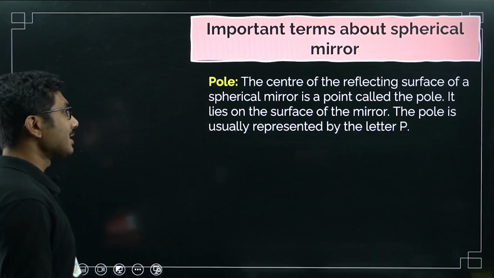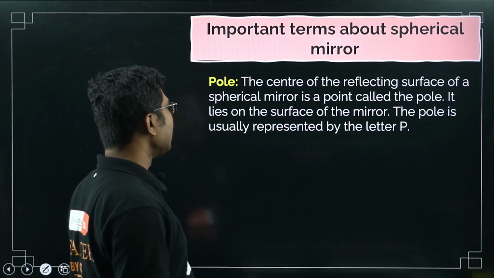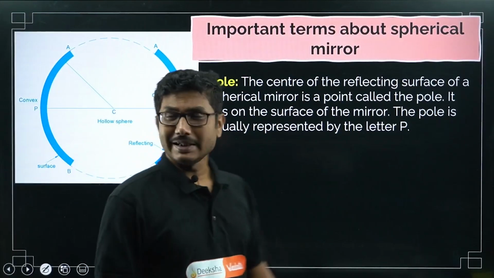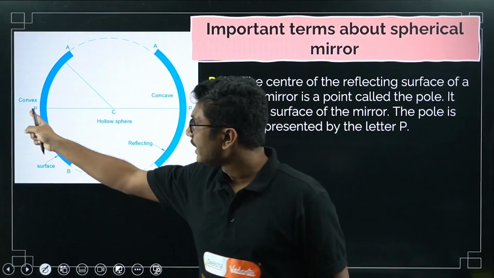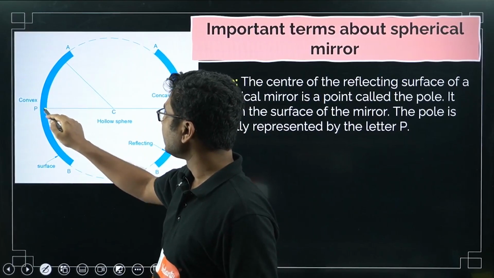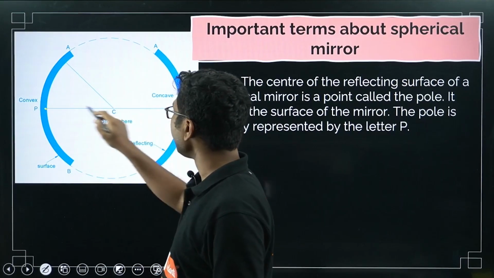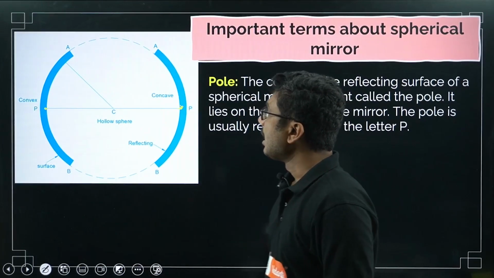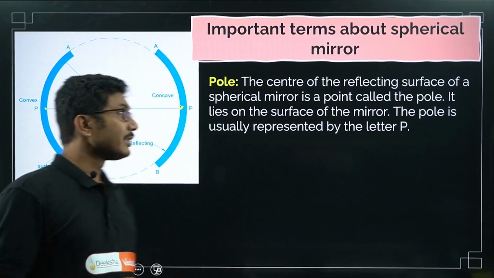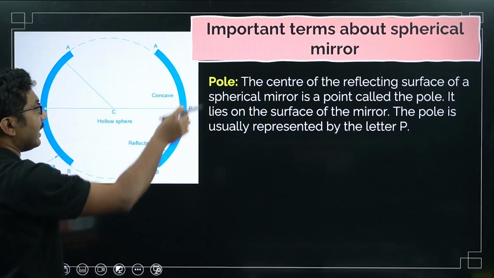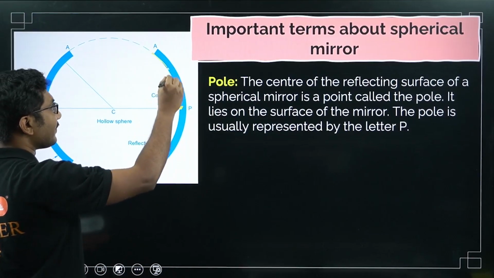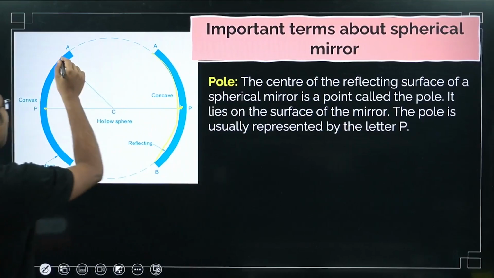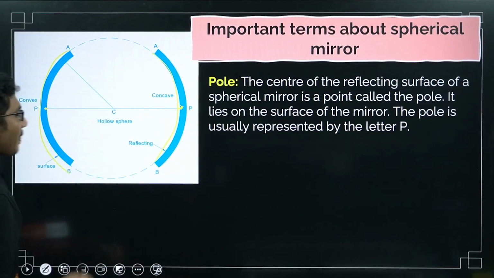It lies on the surface of the mirror. The pole is usually represented by the letter P. So as you can see in this case, this is the letter P. This is basically the center of the mirror. This lies on the surface of the mirror. Even if we draw this thick layer, only the reflecting surface is considered for the mirror. So this is the concave mirror and this is the convex mirror. Clear?